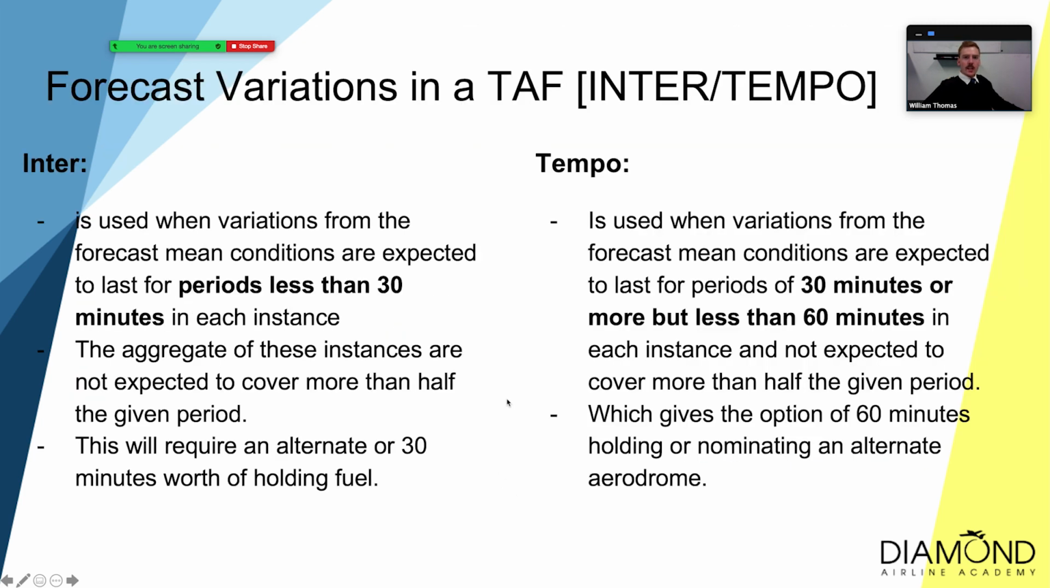All right, variations in a TAF. An INTER is used when variations from the forecast mean conditions are expected to last for a period of 30 minutes. The aggregate of these instances are not expected to cover more than half the given period. So this will require 30 minutes holding fuel or an alternate. TEMPO, that time period is extended to up to 60 minutes.